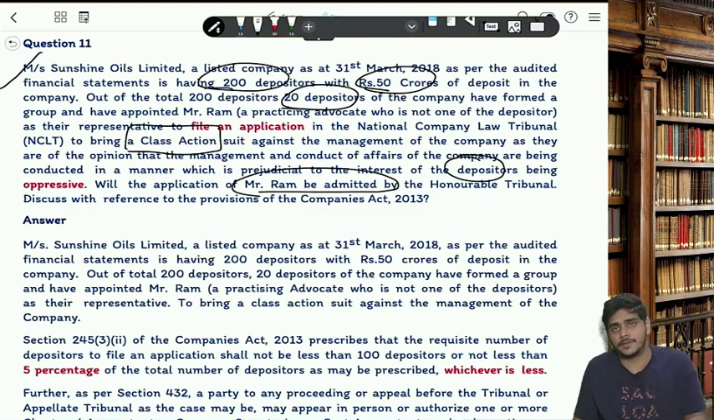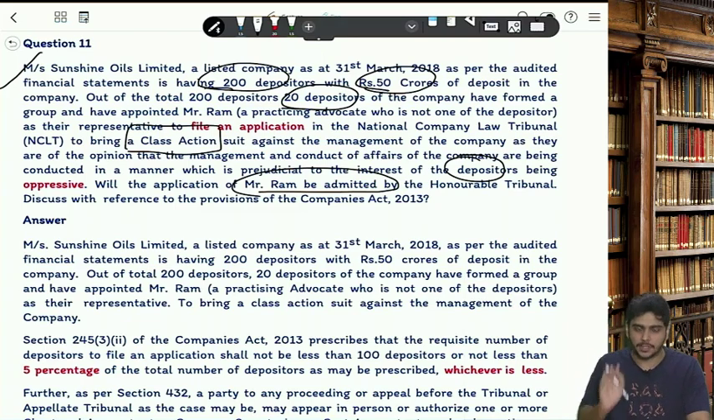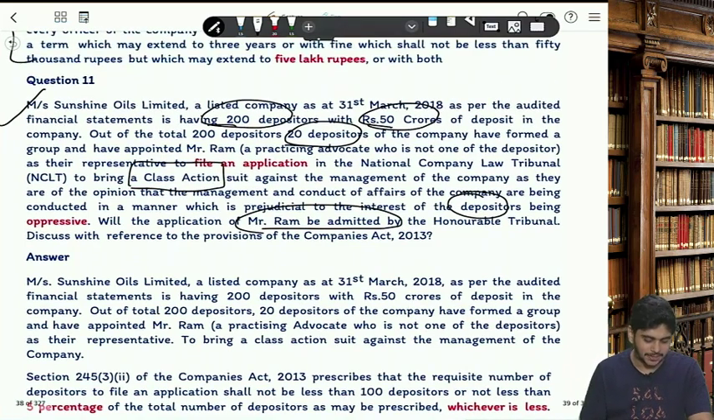Okay, either the applicants will make an application, or they will appoint one among themselves, or they can appoint a lawyer, CA, or CS who will file an application on behalf of them, but they have to meet the condition. Now when I say depositor, that means class action suit. So let us assume it is a listed company.